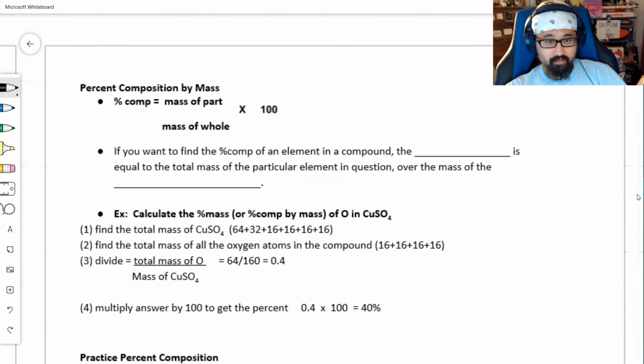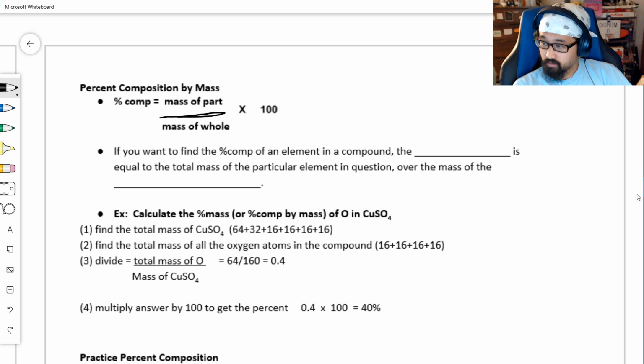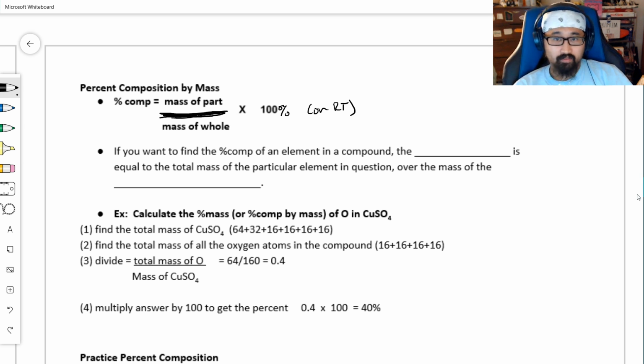The percent composition by mass. Now, one thing that you will need to write in here, there should be a line here, because this is an equation. It should say percent composition equals the mass of the part divided by the mass of the whole times 100. And really, this is a percent. Right? This is on your reference table. So you don't need to memorize it, but you need to recognize when to use it.